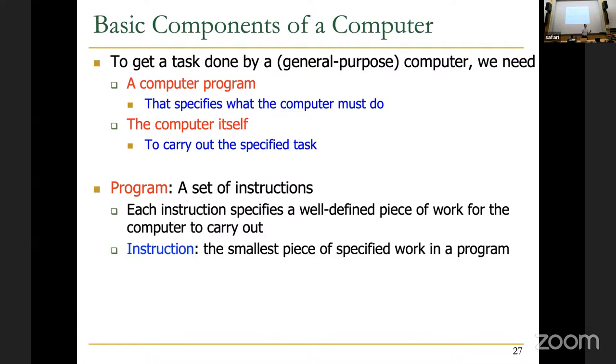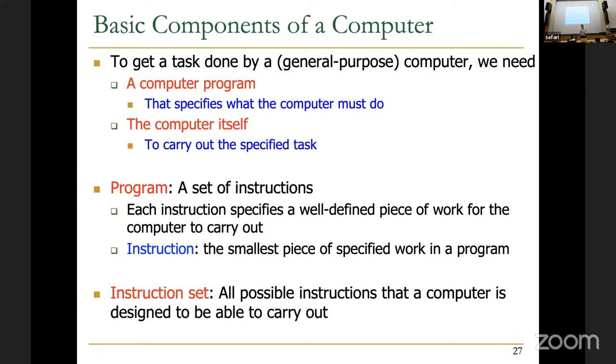An instruction is the smallest piece of work specified in a program, meaning a programmer cannot specify anything smaller than an instruction. So basically, this is the basic unit of work from the programmer's perspective. There may be other smaller components in a computer system, but the programmer cannot directly manipulate them using instructions, unless there's an instruction to manipulate them directly. And the instruction set is all possible instructions that a computer is designed to be able to carry out. This is a set of instructions, basically.